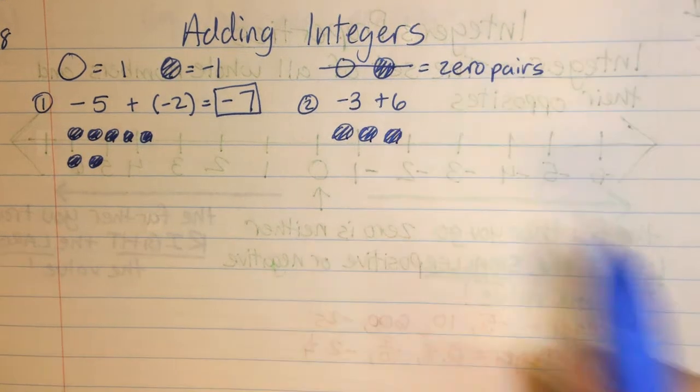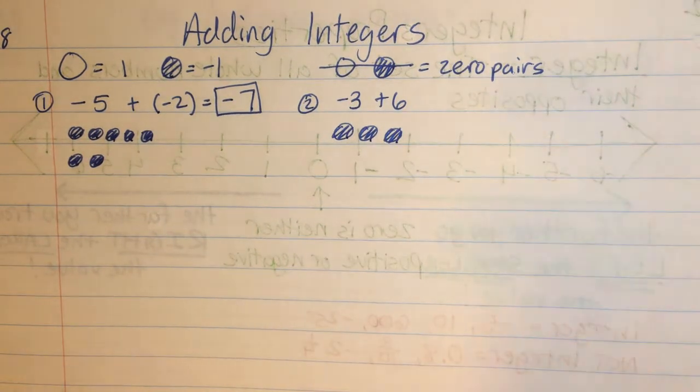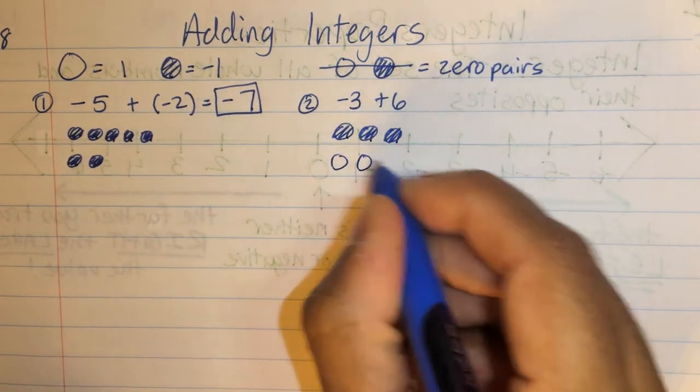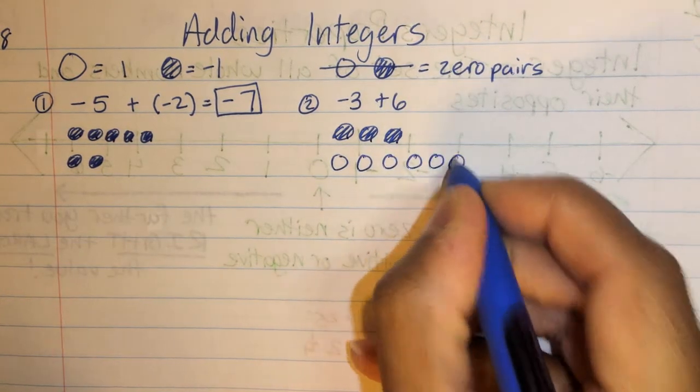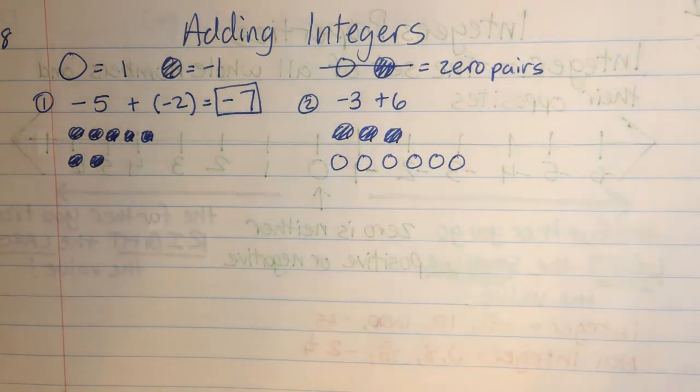After that, we have positive 6. So with positive 6, underneath it, I'm going to draw 6 unshaded circles. And for me, I try to line them up so that I can easily see what is getting canceled. Right? I always want to see what zero pairs occur.